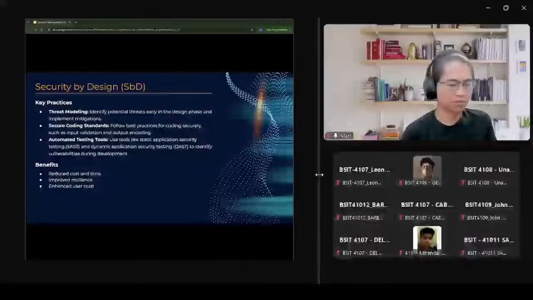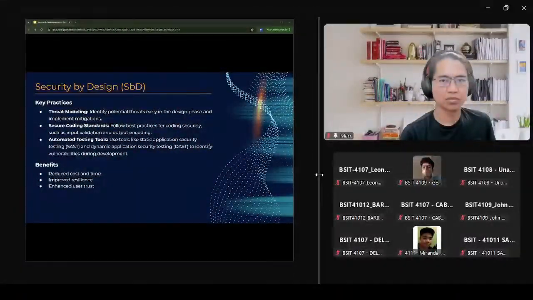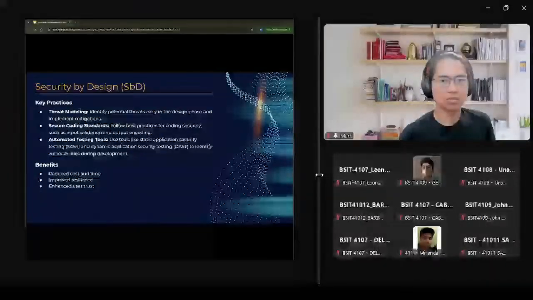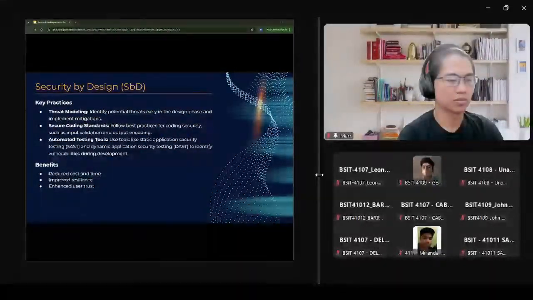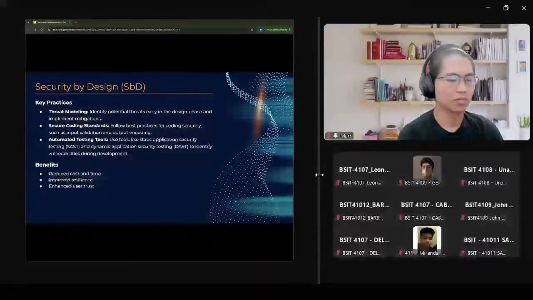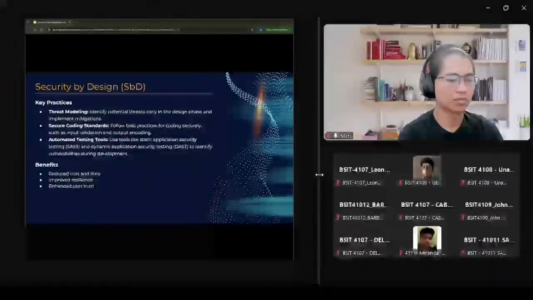Another benefit of SBD is enhanced user trust. Security isn't just about defense, it's about reputation. When users trust your system, they are more likely to engage with your service. This trust builds loyalty, especially in industries like finance and healthcare, where data security is paramount.